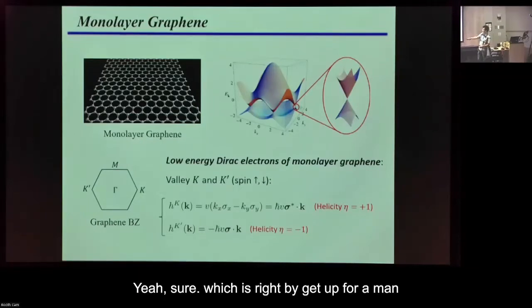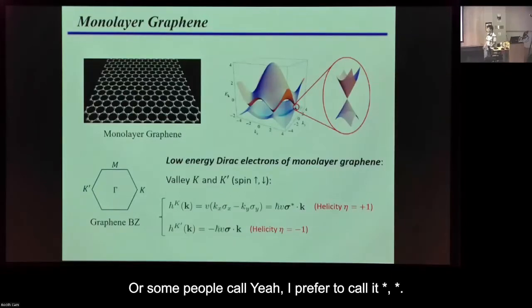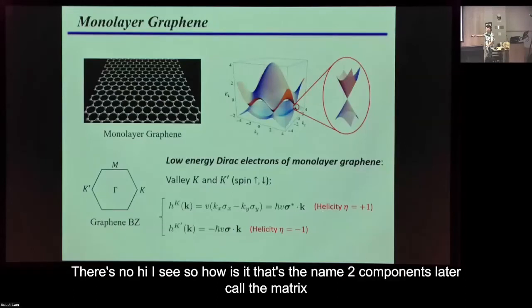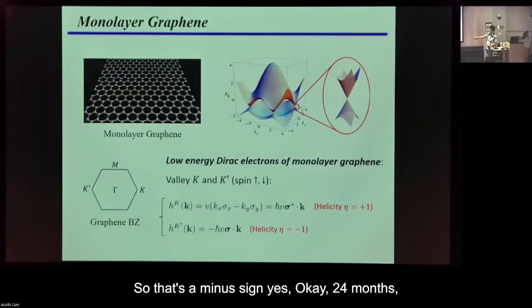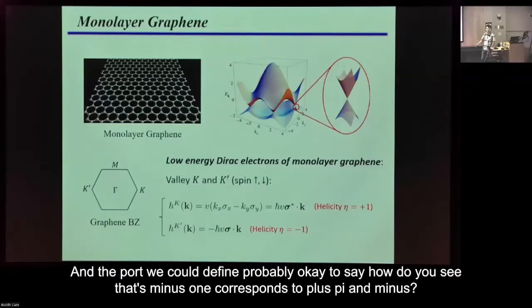But these two valleys have opposite helicity, or some people call it chirality. I prefer to call it chirality because in 2+1 dimensions, there's no chiral fermion. So helicity basically means, as you can see, this sigma here is a two-component vector of Pauli matrices, sigma x and sigma y. So sigma star means sigma x and minus sigma y, because sigma y is purely imaginary. So basically it's the distinction between sigma and sigma star that tells you the helicity. And of course, if you define the Berry phase properly, you could say helicity plus minus one corresponds to Berry phase plus pi and minus pi, effectively.